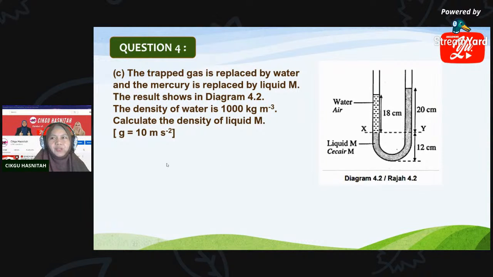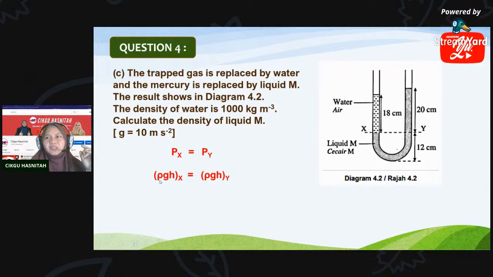So what relationship can we make between these 2 points X and Y? Since they are at the same level, what can you say about the pressure acting on X and Y? The pressure acting is the same. So we say pressure at X equals pressure at Y. So this is liquid. How to write pressure in liquid? Pressure in liquid is given by rho GH.